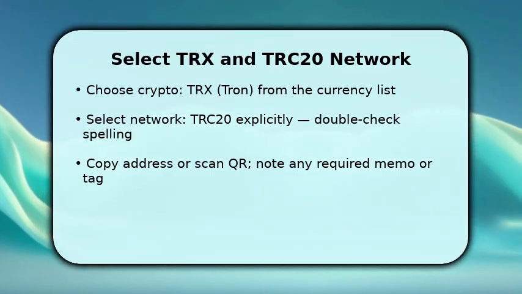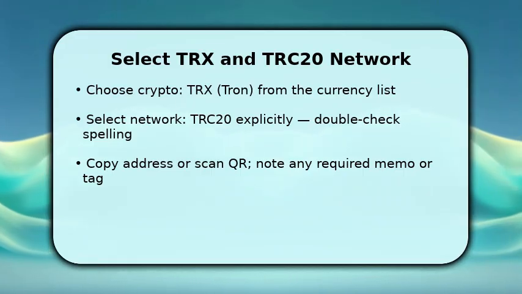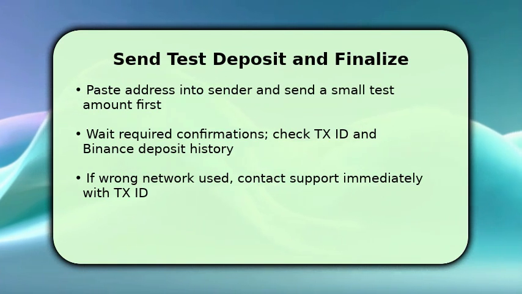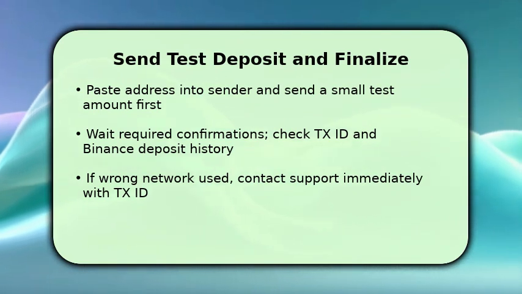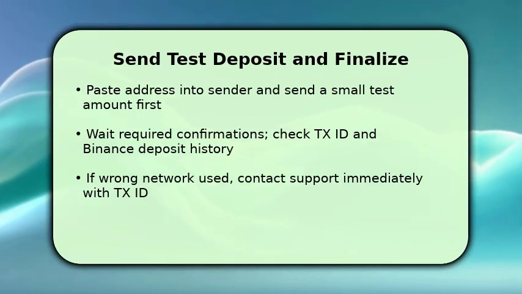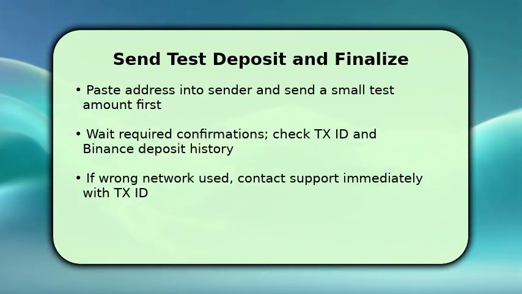Once verified, prepare to send a small test amount first to confirm everything. Finish by pasting the TRC20 address into the sending wallet, confirm the network is TRC20 on both sides, and send a small test amount. You'll see a transaction ID, save it. Then monitor Binance deposit history and on-chain confirmations. Once the test arrives, send the full amount.